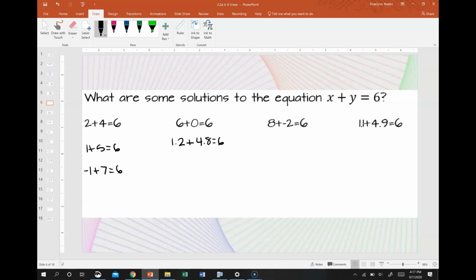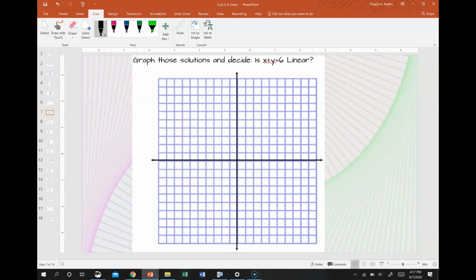Okay, so we're going to take these numbers, mostly the whole numbers, and we're going to graph them. And we're going to see if this is linear. So we knew that 0 plus 6 is 6. 1, 2, 3, 4, 5, 6. So this point here. And we also know that 6 plus 0 is 6. 1, 2, 3, 4, 5, 6. This point right here. We also know that 5 plus 1 is 6.